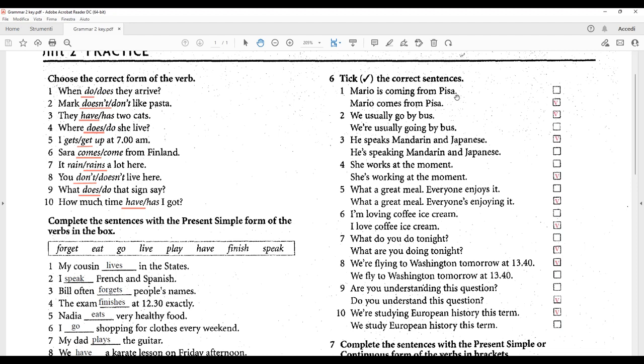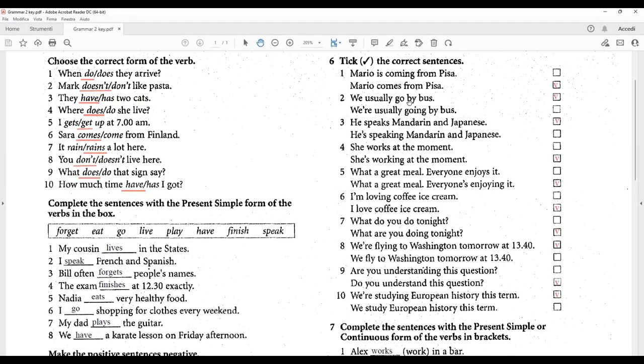Mario is coming from Pisa, or Mario comes from Pisa. Mario is coming from Pisa by train. Mario is coming by train. Could be possible. But Mario comes from Pisa in general. What does it mean? It means that Mario is from Pisa. Mario comes from Pisa. We usually go by bus. Usually, in genere, we usually go by bus. We are usually going by bus.